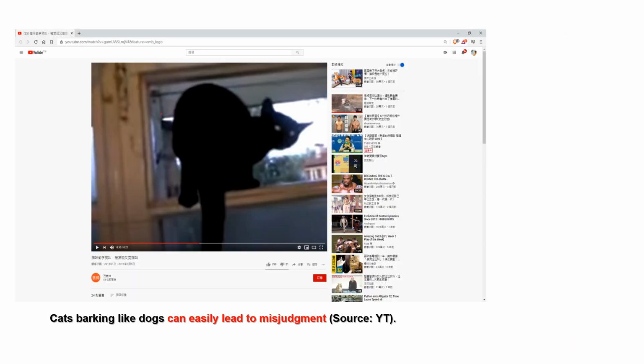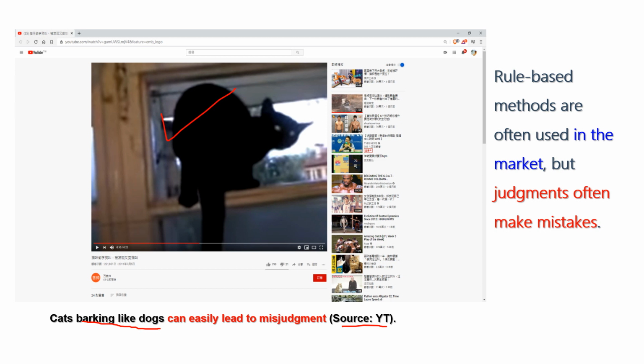And this is a cat, okay? But amazing, I mean, the source is from YouTube, okay? And we abbreviate it as YT. And this cat can bark like dogs. So the cat is very smart, okay? It can easily lead to misjudgment, okay? This is a very famous story about the case of machine learning, okay? And the rule-based methods are often used in the market, but the judgments often make mistakes.